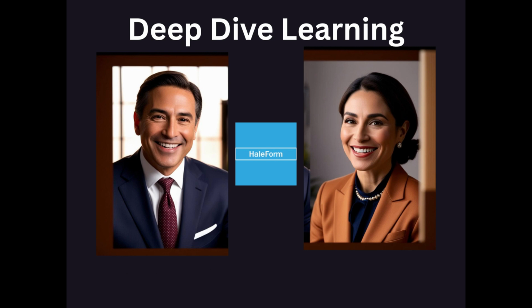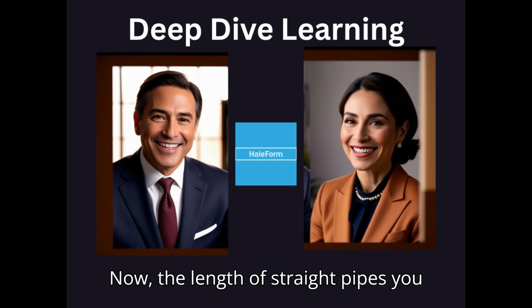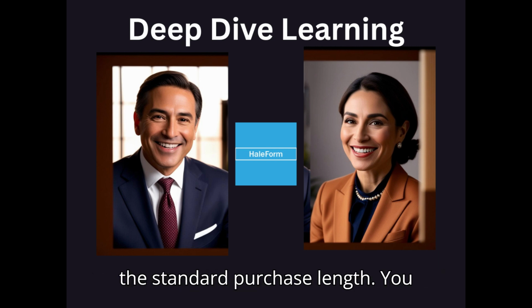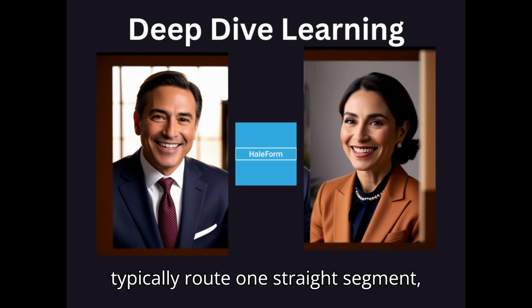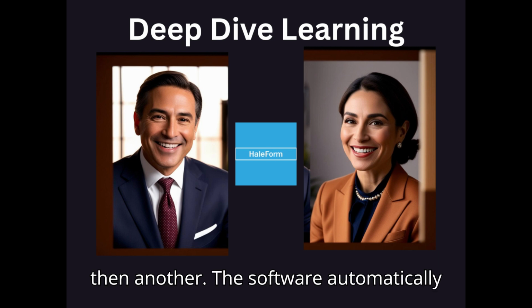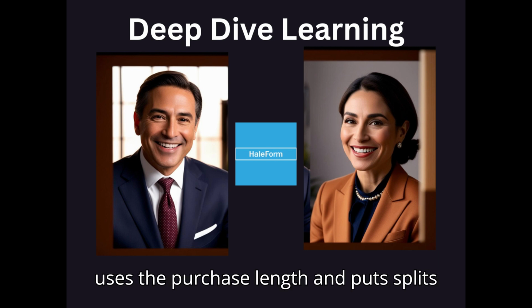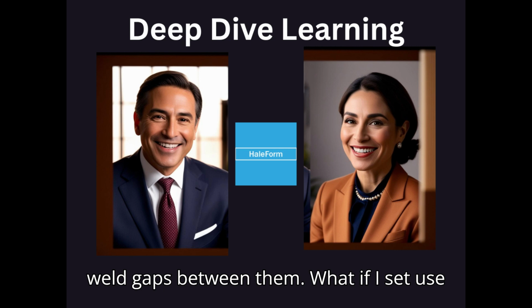Set that to true. Now, the length of straight pipes you place is locked between the minimum and the standard purchase length. You typically route one straight segment, then another. The software automatically uses the purchase length and puts splits, weld gaps between them.